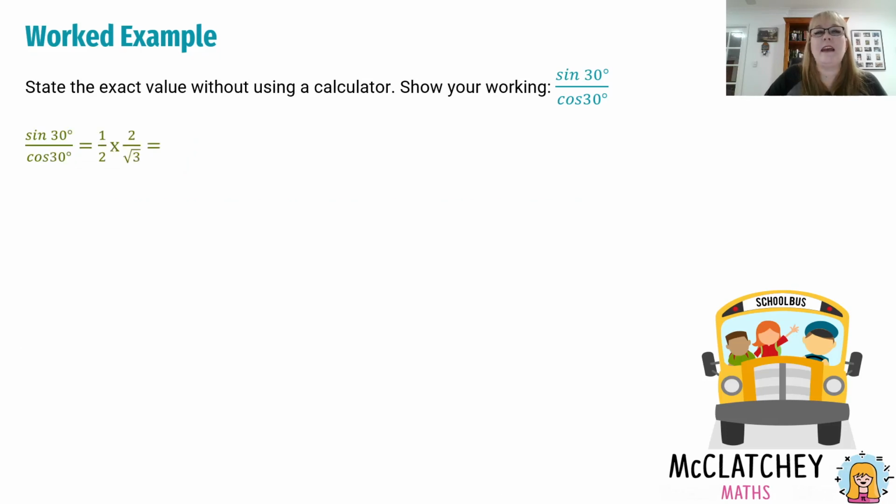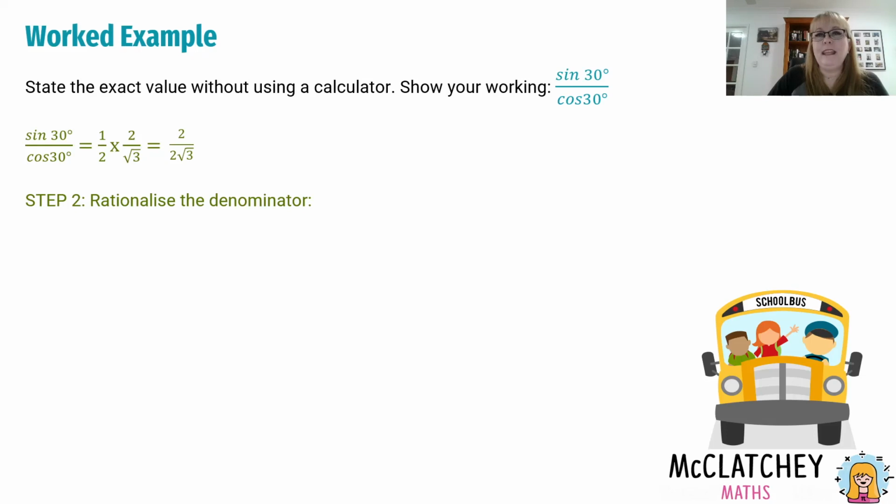Okay, and our next step is to multiply across the top of the fractions. 1 times 2 gives 2. Multiply across the bottom, we get 2 times root 3 gives 2 root 3. Now our second step now is to rationalize the denominator. You could technically leave it as 2 over 2 root 3.